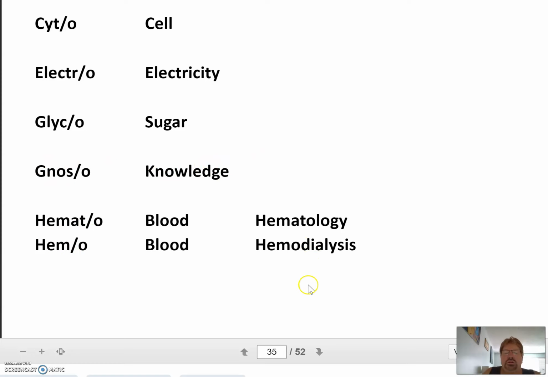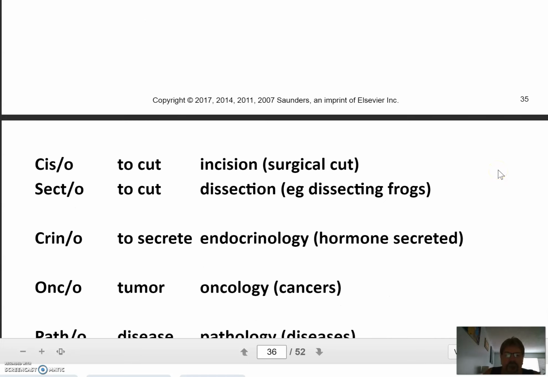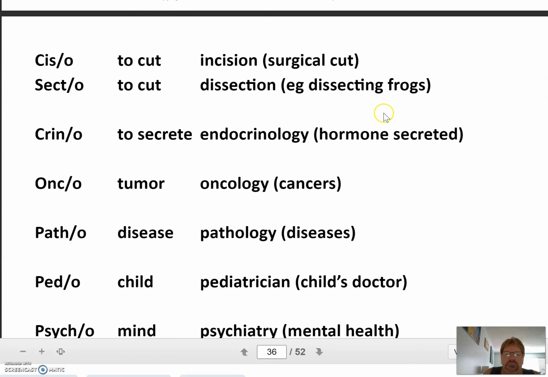Hemato and hemo means blood. Hematology is the specialty of blood. Hemodialysis is the word for people who have kidney problems, for example, and have to go have their blood filtered like 2-3 times a week. Cysto means to cut, make an incision. Secto also means to make a dissection. Crino has something to do with endocrinology, hormones.